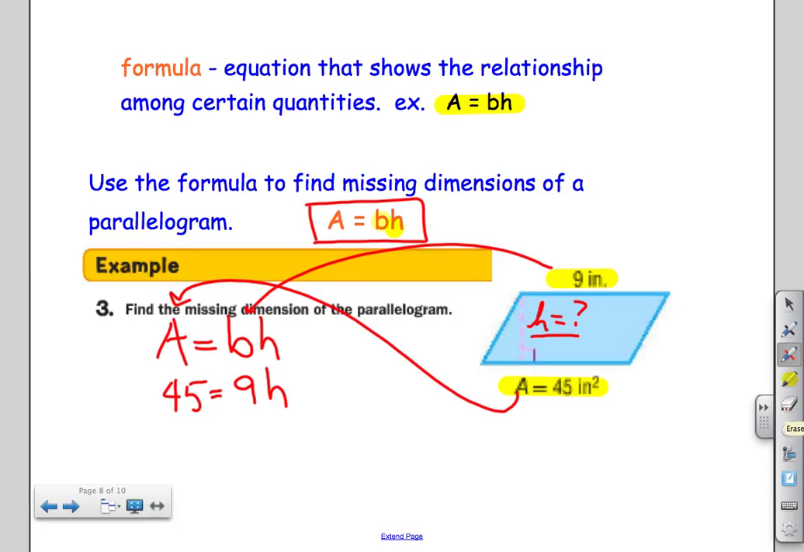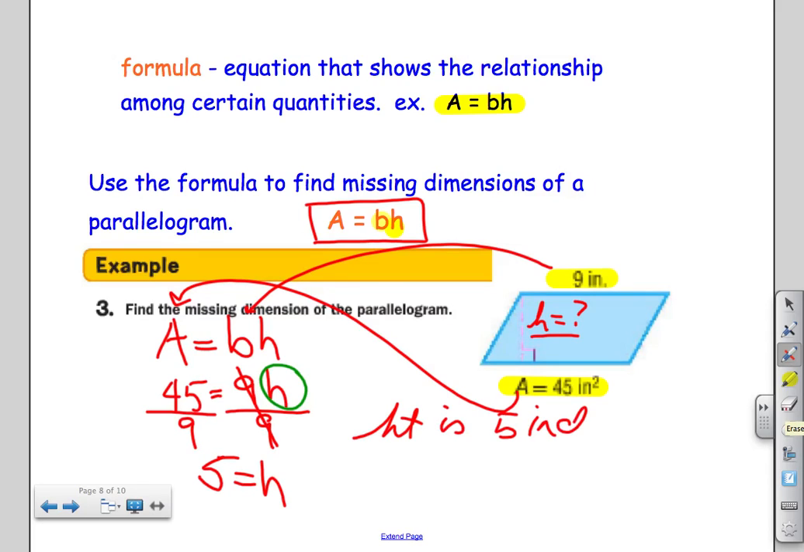Let's go back to our chapter on equations. I need to get the variable all by itself. So what am I going to do? I'm going to divide by 9, because this was a multiplication equation. 9 over 9 cancels out. H equals, what's 45 divided by 9? 5. So my answer is the height is 5 inches.